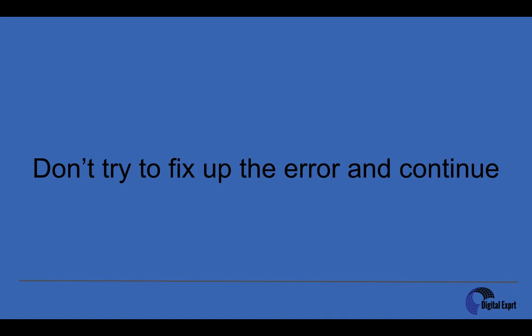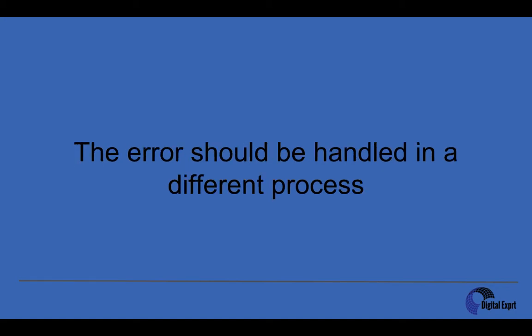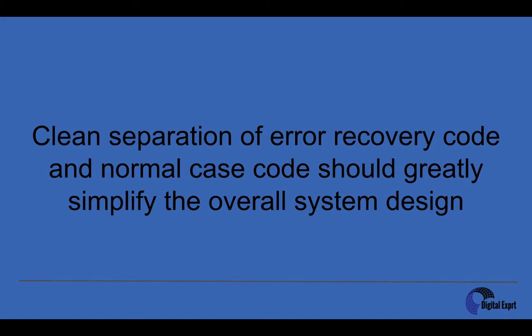It's also very important not to try to fix up the error when it occurs and then continue. Our code should not be trying to recover, like, oh no, I'm okay, I handled this error, I'll continue processing. No, any errors should be handled in a different process, not in the one that encountered the error. This clean separation of error recovery code from normal case code ends up greatly simplifying overall system design. This is crucial. Never mix error recovery code with normal case code. They should not coexist. They should be completely separate and blissfully ignorant of each other.